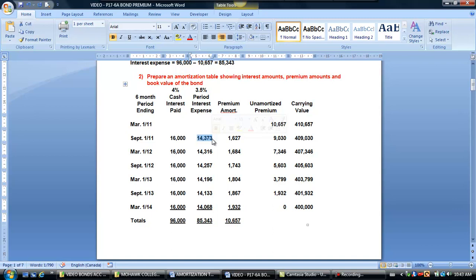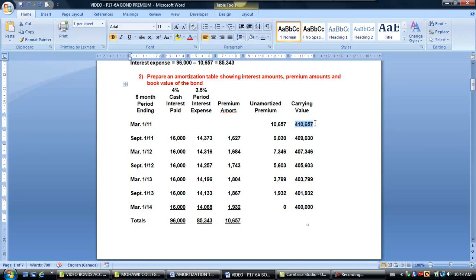How do we get that? Well, we take the book value of the bond to open the period, which in our case is $410,657. That's the book value of the bond, or the carrying value, at the beginning of this period that ends September 1st. So that period actually begins March 1st and ends this date.